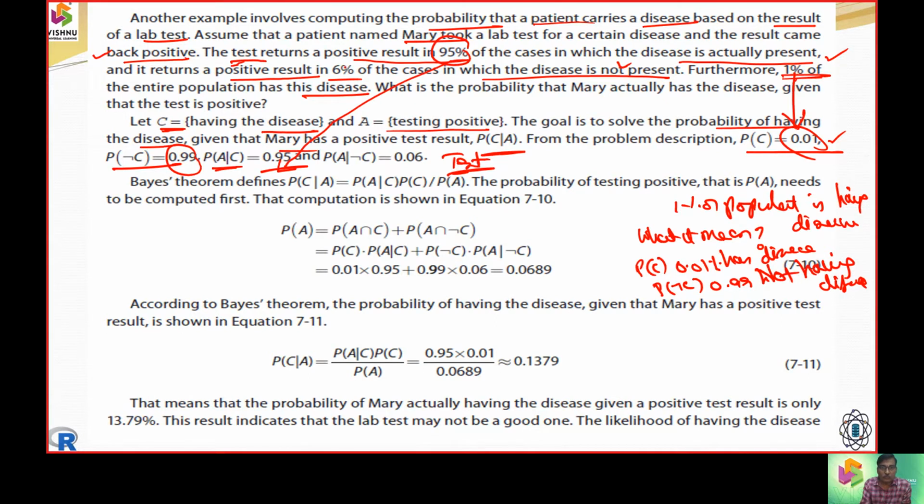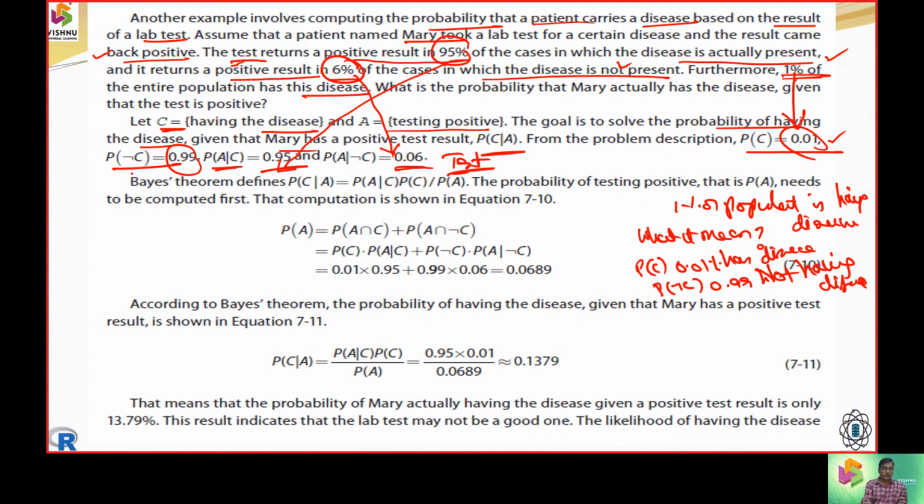So for the people who don't have the disease, positive results are still going to come. How much percent is it going to be? It is going to be 6%. So these are the values which are going to be available with us.